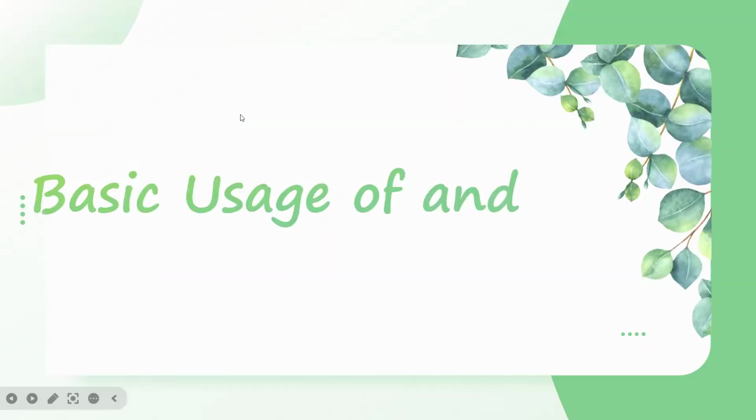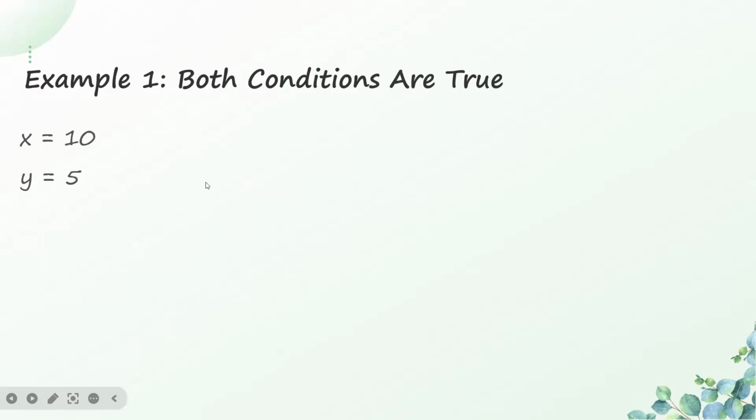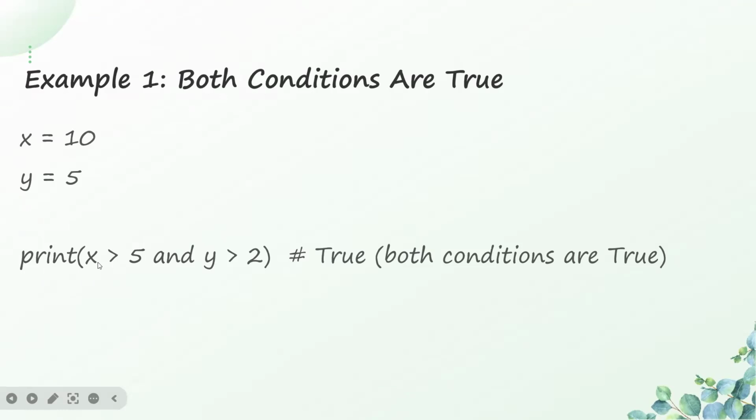Okay, so what is the basic usage of the AND? See, the first one is x equals 10, y equals 5. So we are saying if x is greater than 5 and y is greater than 2, both conditions here are true, so it will return true.